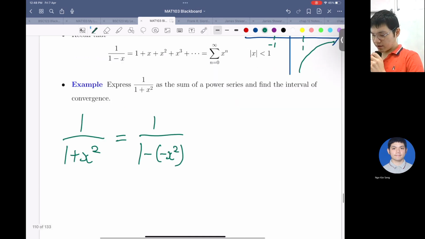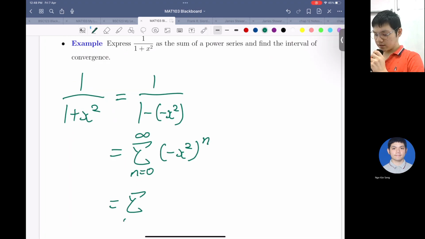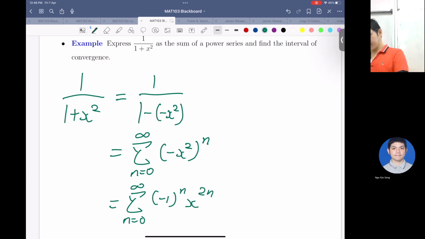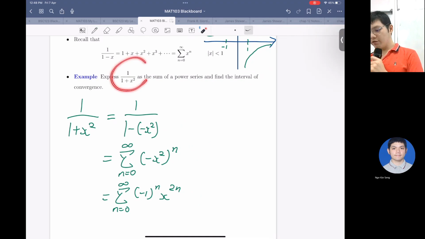Then, from what we know, this will become the sum of minus x squared to the power n, which is just the sum from n equals 0 to infinity of minus 1 alternating sign to the power n, x to the power 2n. So this is the power series expression for the new function here, 1 over 1 plus x squared.